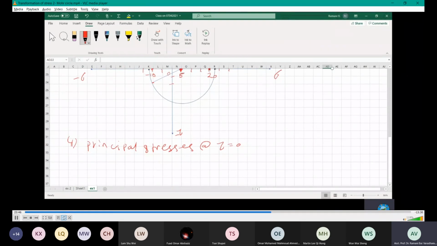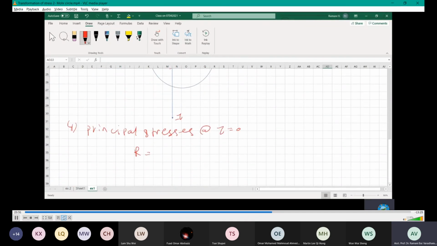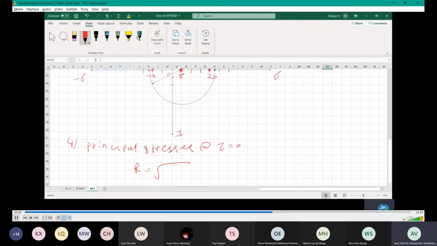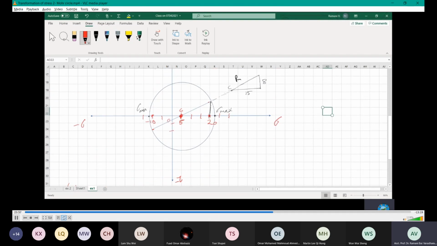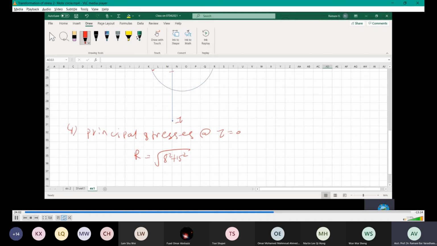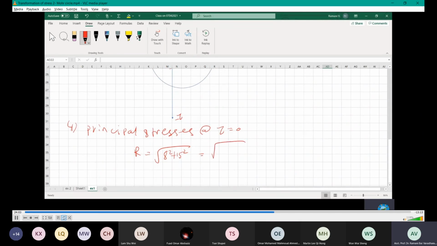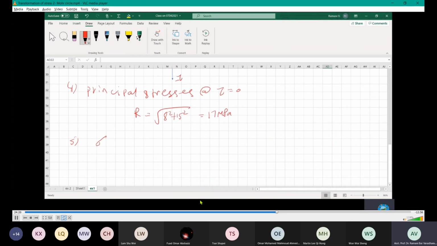Let's first find out our value. R is equal to, from the diagram, the square root of 8 squared plus 15 squared, by the Pythagoras theorem. We drew the perpendicular here, so I can use the Pythagoras theorem to find the unknown R. If you solve, you will get 70 for sigma max. Sigma max, I repeat once.